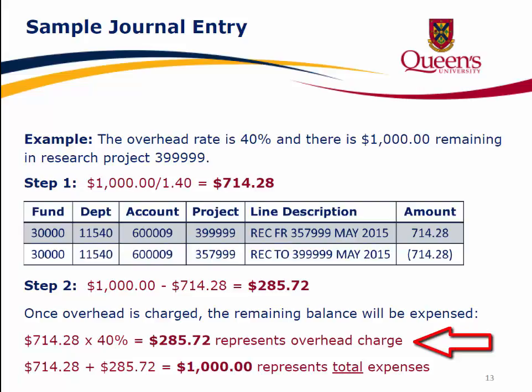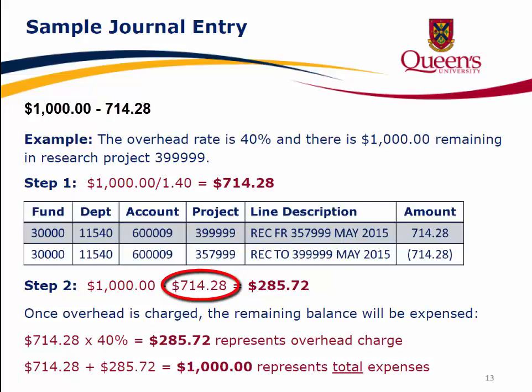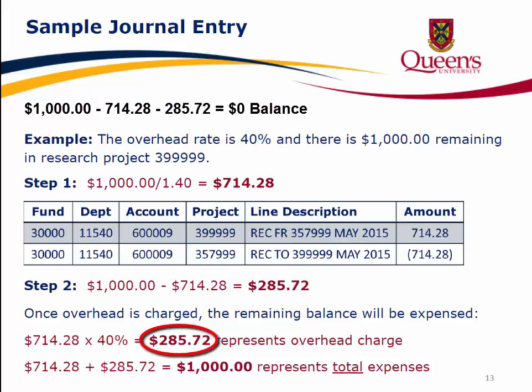If we take the $714.28 in expenses which were recoded to the project and multiply this figure by 40%, this will result in an overhead charge of $285.72. Therefore, to sum up, we assumed an initial cash balance of $1,000. Once expenses totaling $714.28 are charged to the project, and a subsequent overhead charge of $285.72 is expensed, the project will have been brought to a zero balance and can then be closed.